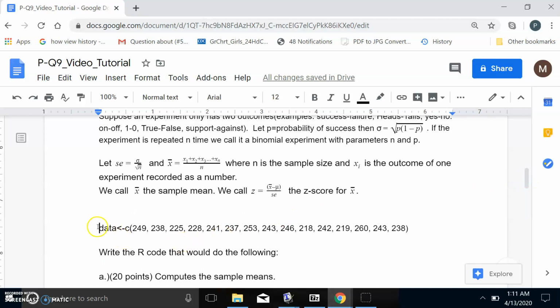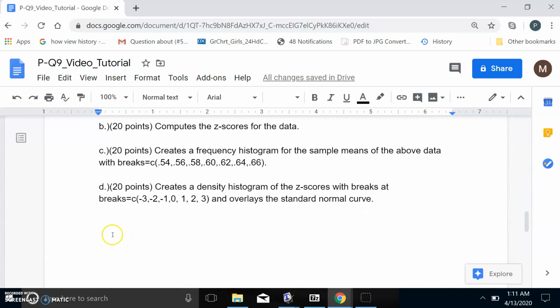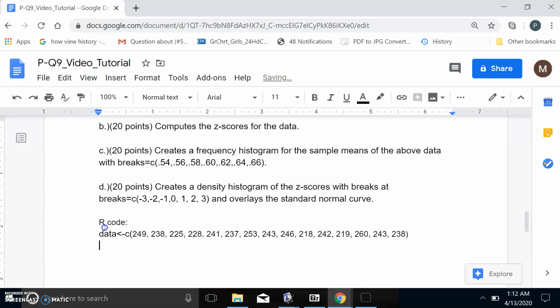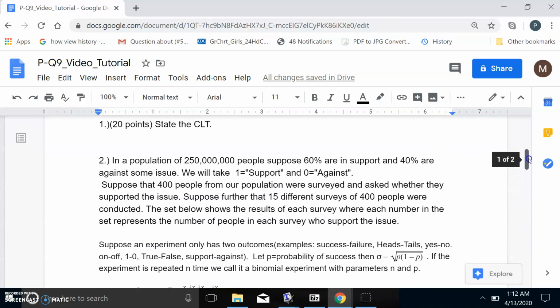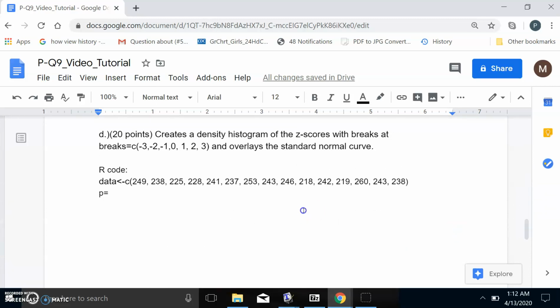So let me take my data here and start writing up below over here. I'm going to say R code here. I'm just going to start here. So this has got to be part of my R code. Now our p-value in our case is the percent that support. So if you go up there, it was 60%. As a decimal, that'd be 0.6. So it'd be 0.6.